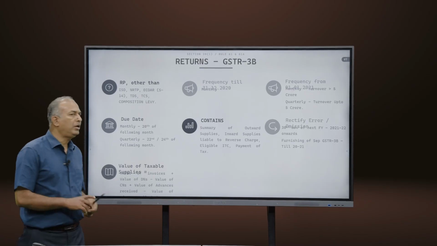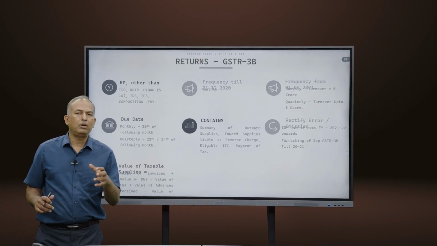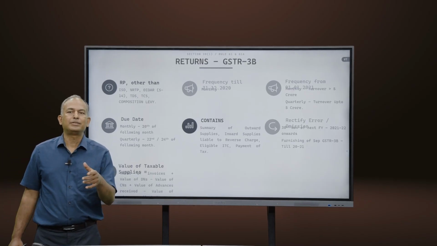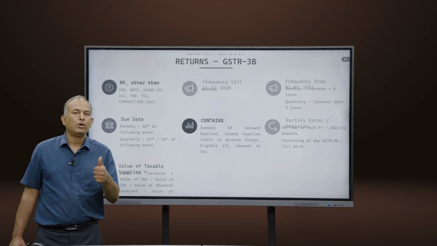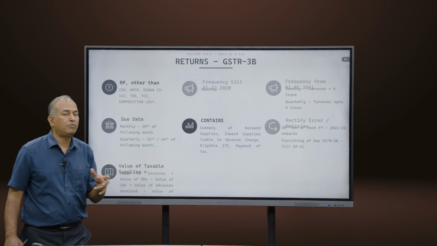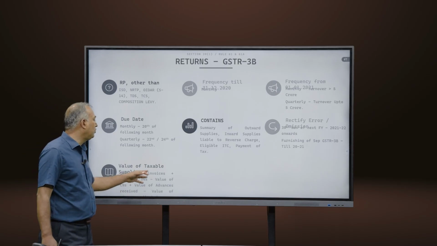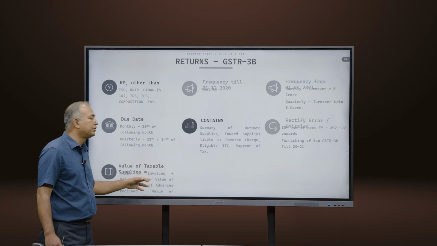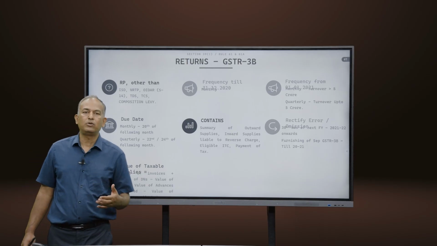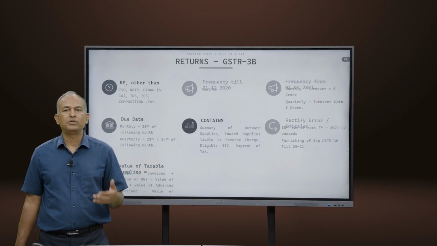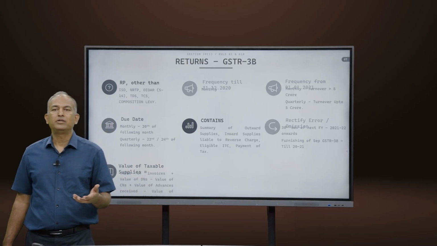Now, actually, it is possible to arrive at the taxable value, or the tax pertaining to the value of the taxable supplies, based on the documents that are there. It is the value of invoices plus the value of debit notes minus the value of credit notes plus the advances received and minus the advances adjusted.